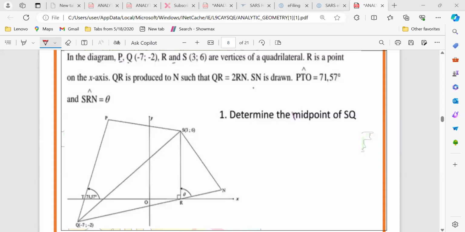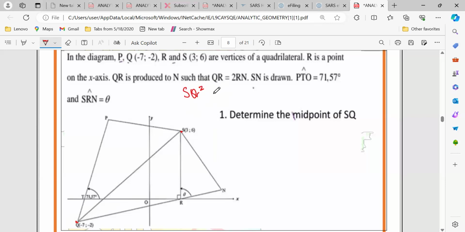So what is it that we know how to do now? We know how to calculate the distance, Anish. How do we calculate the distance? For example, if I give you S and Q and ask you to calculate the distance, what are you going to say? You're going to say SQ all squared.